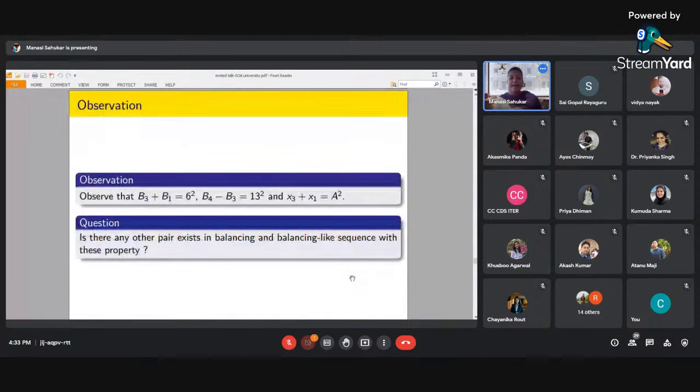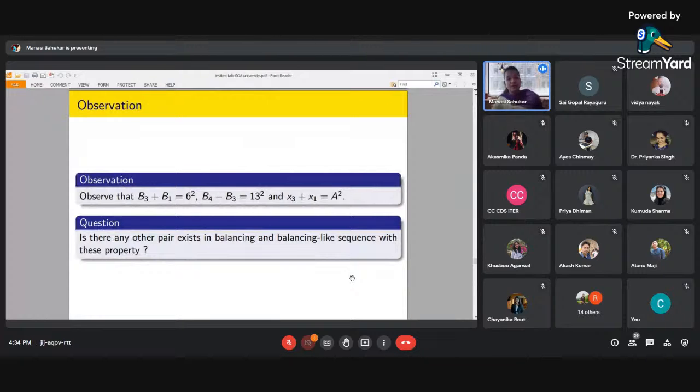Think like we already know that B3 plus 1 is a perfect square. Does there exist any solution such that if you add any two terms of the sequence, you can find a perfect square or perfect power or not? Like you can see, if you add B3 and B1, I'm getting 6 square, right? That is actually 36. If you take the difference between B4 and B3, you're getting 13 square. So we're getting a non-trivial solution from there, by observation.